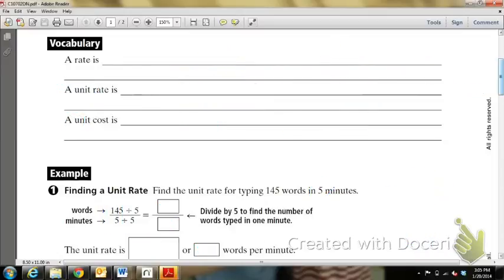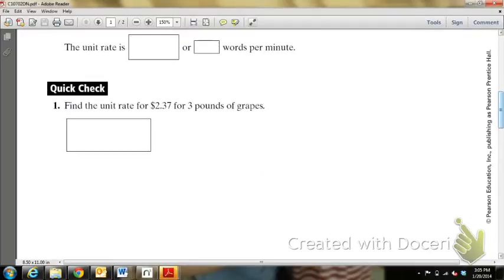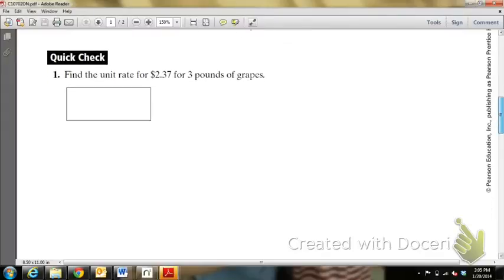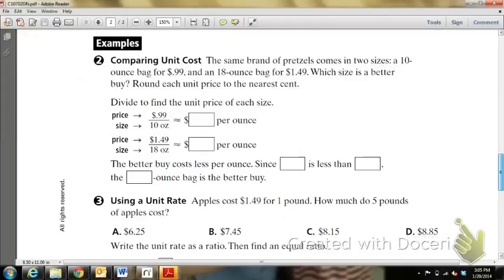Pause the video there. And now you can try the quick check. You're going to find the unit rate, which is really unit cost, for $2.37 for 3 pounds of grapes. So anytime you see the word unit, you're going to divide this out. So figure out how much each pound costs. So you'll get a money amount, and you'll just say however much money per pound. Okay, when you're ready, move on to comparing unit costs.